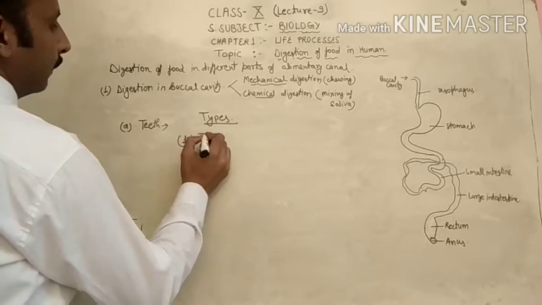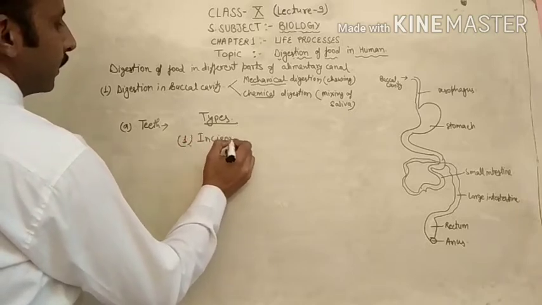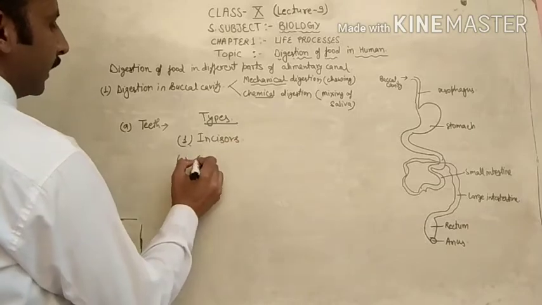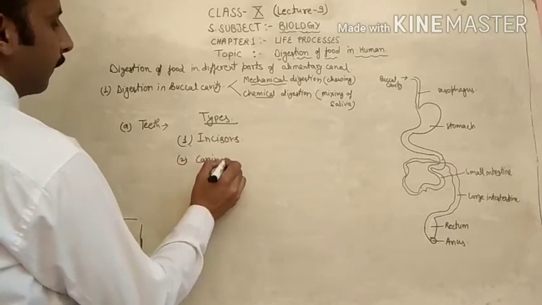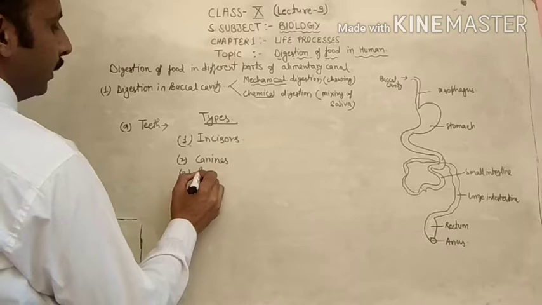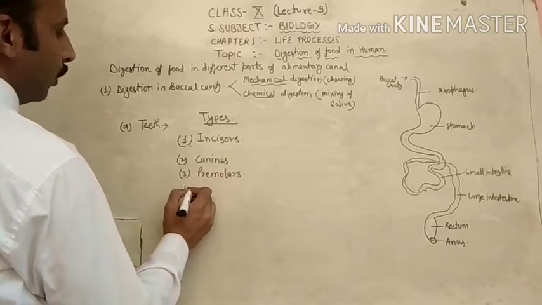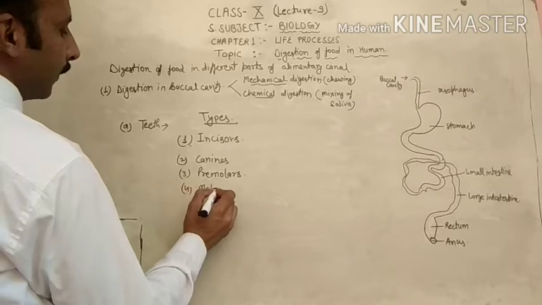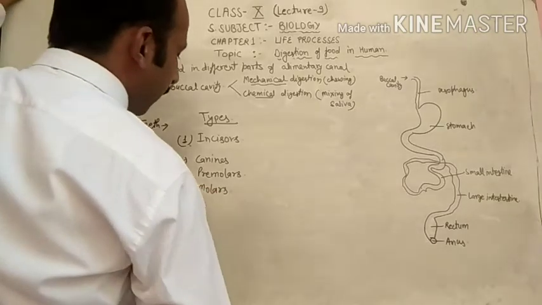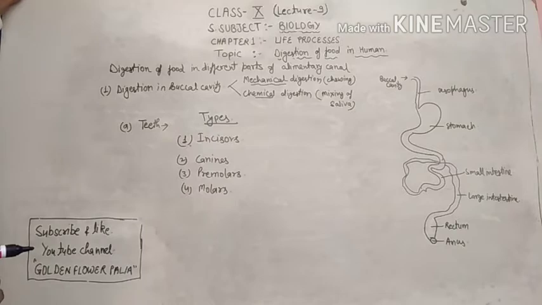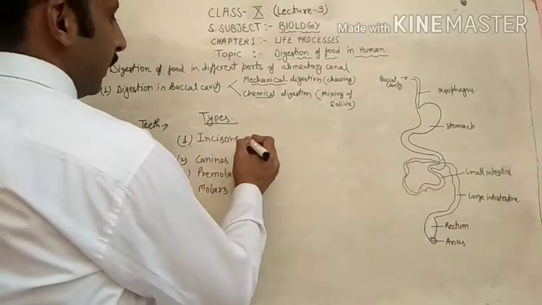First one is the incisors. Second one is the canines. Third one is the premolars. And fourth one is the molars. These are the names of the different types of teeth which are present in the human beings.